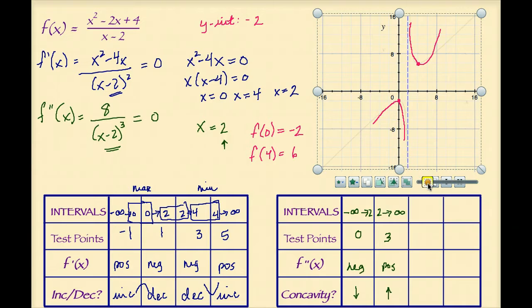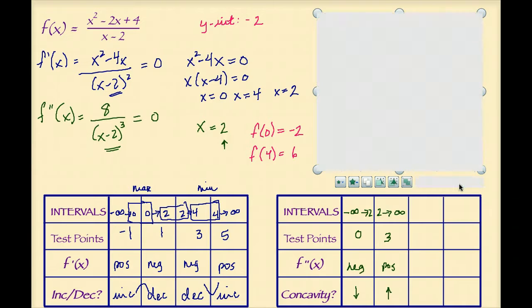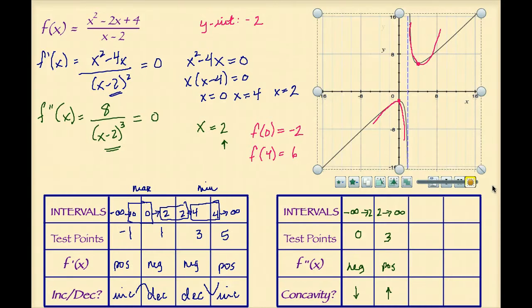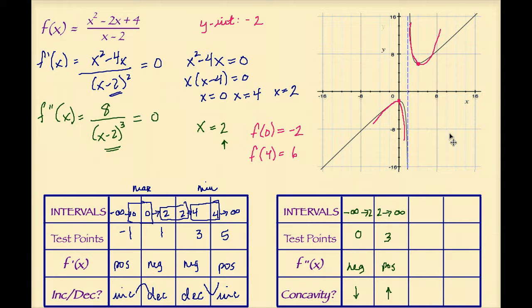Now let's look at the actual graph and compare. Not bad, boys and girls. You can see that our analysis generated something very close to what the actual graph looks like, and that's the beauty and majesty of what we do.